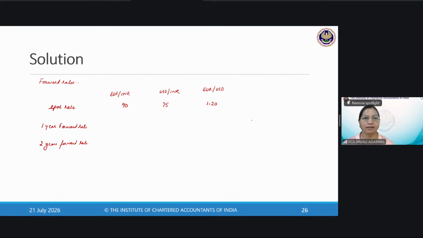Let us now look at the forward rates. In Europe, the rate of interest is 5%. In India, it is 9%. And in US, it is 3%. So the 1 year forward rate would be 90 into 1.09 divided by 1.05.